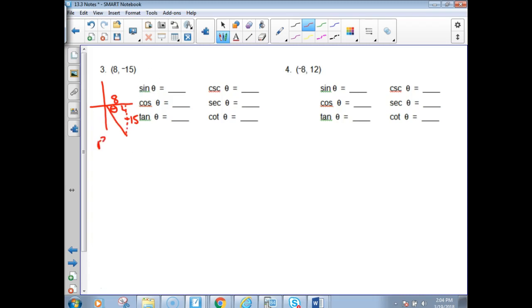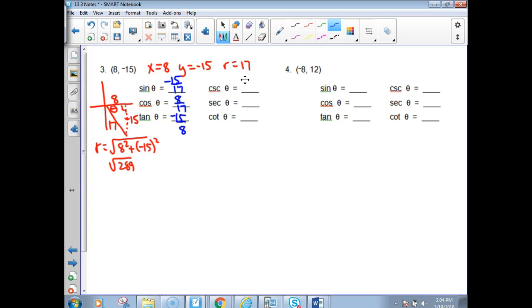So r, I was about to do r squared. I'm going to do r equals the square root of 8 squared plus -15 squared, which would be positive. So that's square root of 289. And so r is 17. So we got x is 8, y is -15, and r is 17. Sine, y over r, -15/17. 8/17 for the cosine, and -15/8 for the tangent. And then I'll just write my reciprocals. This doesn't get icky until we start getting some radicals.